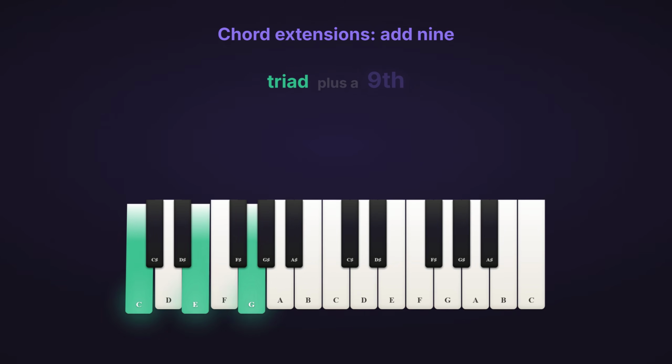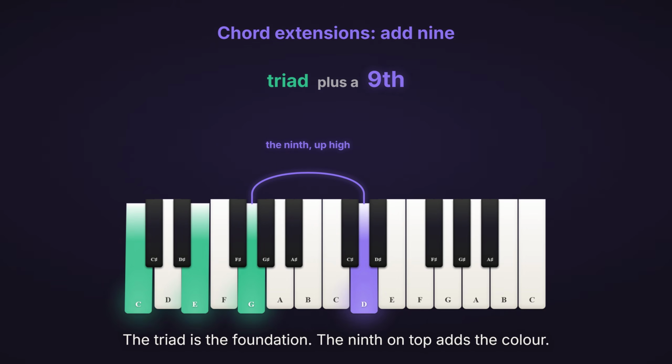Listen to a plain triad first, just root, third, and fifth. Solid, but a little plain. Now add a 9th on top, up in the higher octave, and hear the chord open out and shimmer. That single extra note is doing all the work, and it is a compound interval.